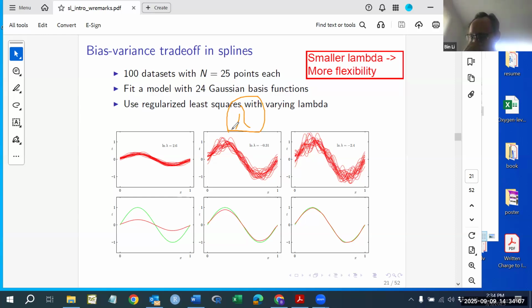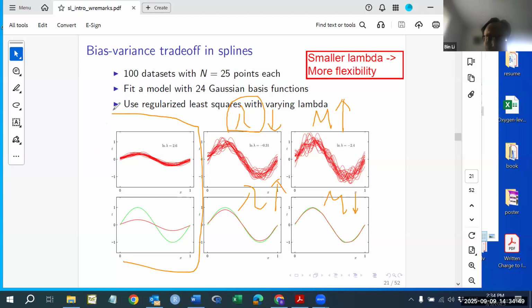Remember last time we talked about the lasso, ridge, lambda. For a small value of lambda, that means what? The model is more flexible. So when the lambda decreases, the flexibility is increased. It's more complicated. Okay, so when the lambda is large, then the model becomes simpler, less flexible.